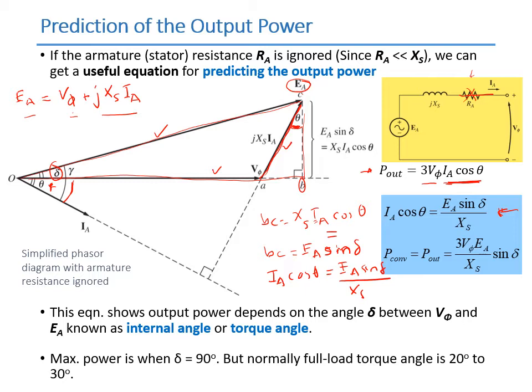Now after we've got this equation, if you look at the equation of the output power, you can replace this IA cos theta with this. So you will find that P out equals 3 V pi times EA sine delta over XS, which is exactly what we have here, the next equation down.